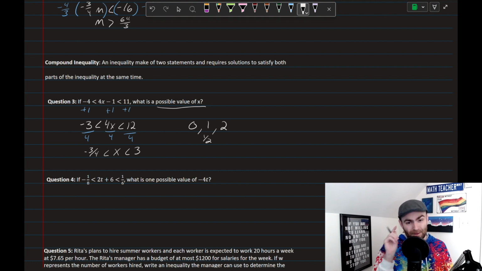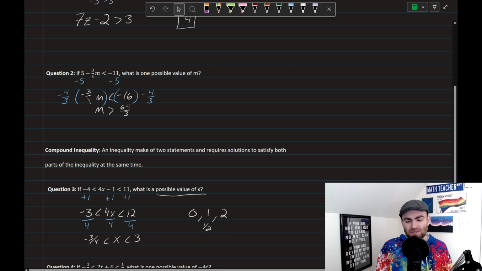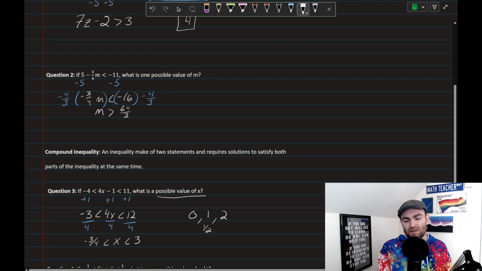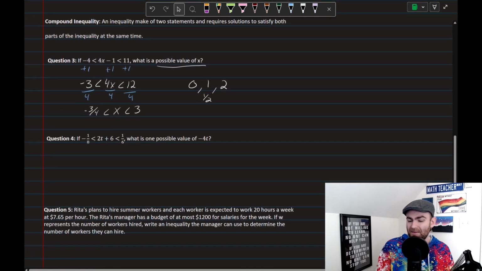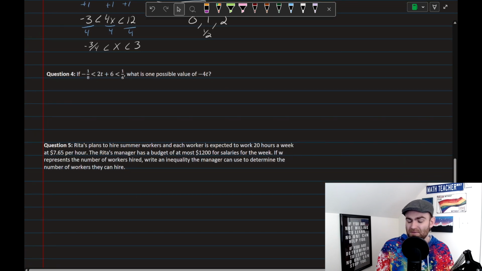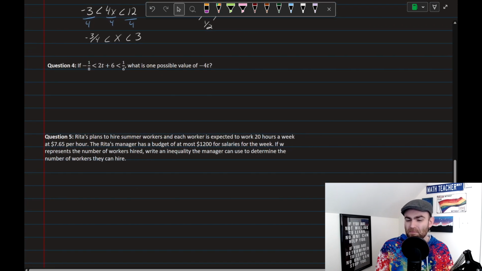That reminds me, I didn't answer the last question. Shame on me. What is one possible value of m if m is greater than 64 thirds? Well, 64 thirds we can actually reduce. The closest number to 64 that is divisible by 3 would be 63, and that would be 21 and 1/3. So as long as we have something larger than 21 and 1/3, like 22, we're good. Sorry about that, my bad. My students will make sure to call me out for that later.